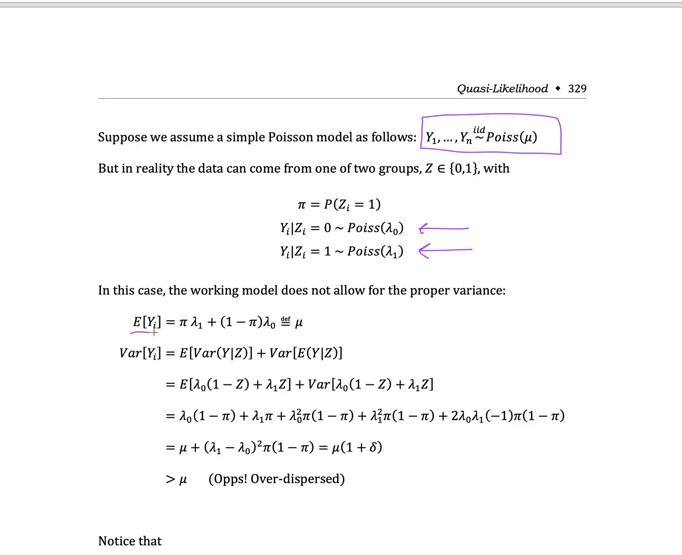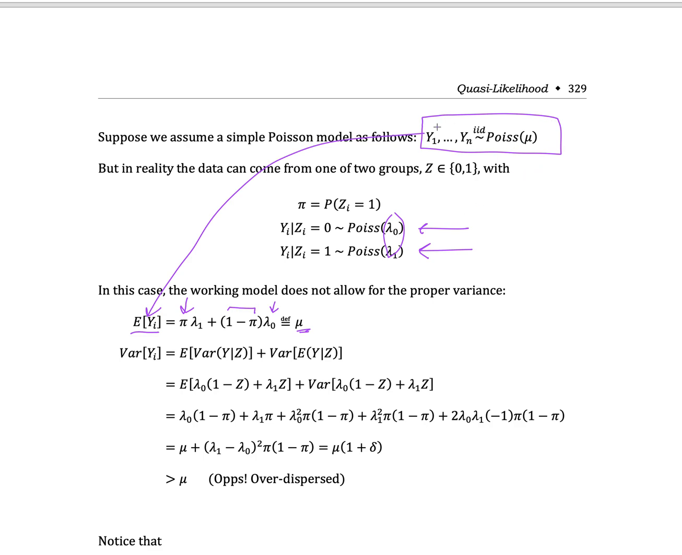So what's the expected value of y? And now in this group here, what's the expected value of y? Well, some proportion of people are from group 1, and some proportion of people are from group 2. So that's going to be my new mean, the weighted average of the two means. And I'm going to just define this to be mu, which is why I'm using mu here and not lambda.